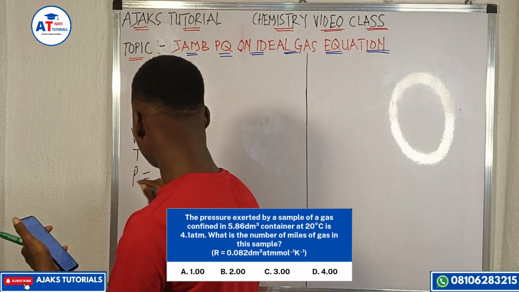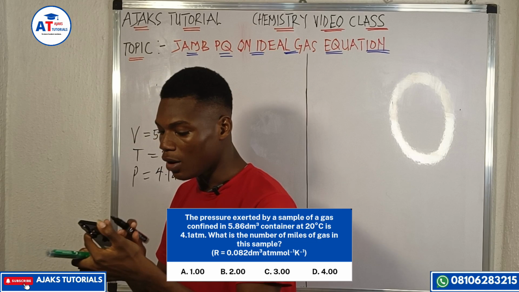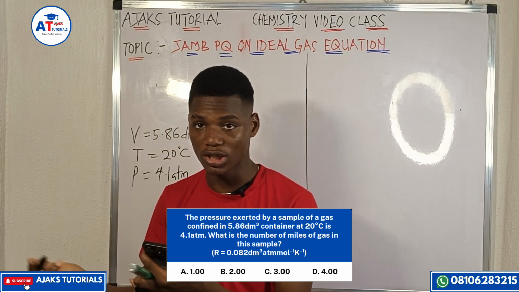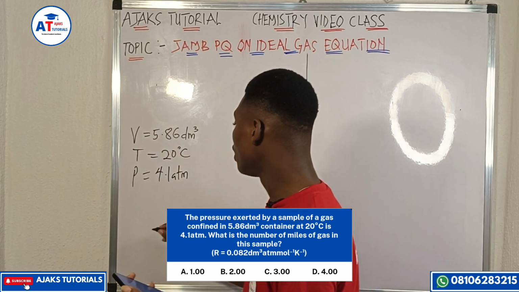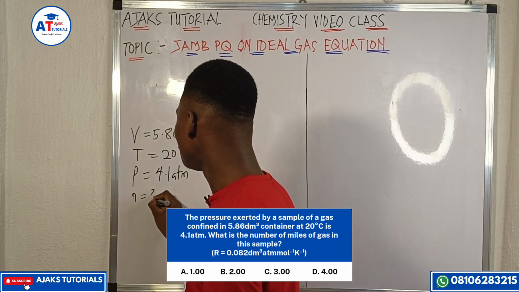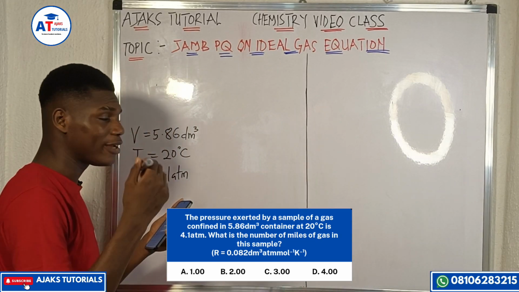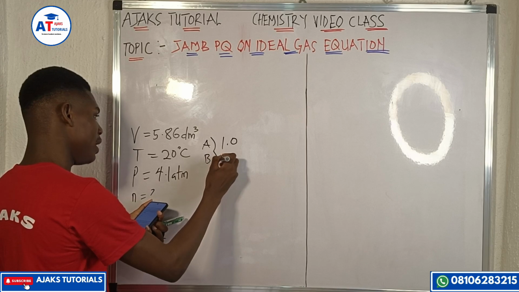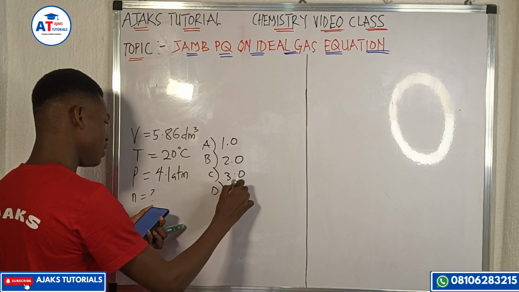You understand? Now atm is atmosphere, it's more like a unit of pressure. What is the number of moles of the gas in this sample? So what is N? This one should be easy now. Quickly try it, pause it, then continue this video. Option A is 1.0, option B is 2.0, option C is 3.0, and option D is 4.0.